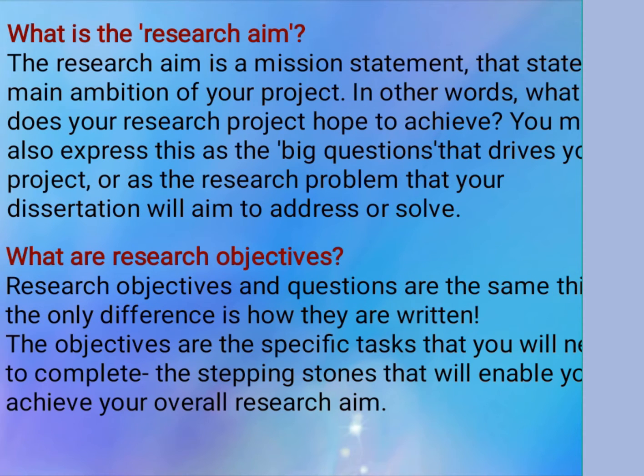Now we discussed what is the difference between research aim and research objectives. So a research aim is a mission statement that states the main ambition of your project. In other words, what does your research project hope to achieve? You may also express this as the big question that drives your project, or the research problem that your dissertation will aim to address or solve.